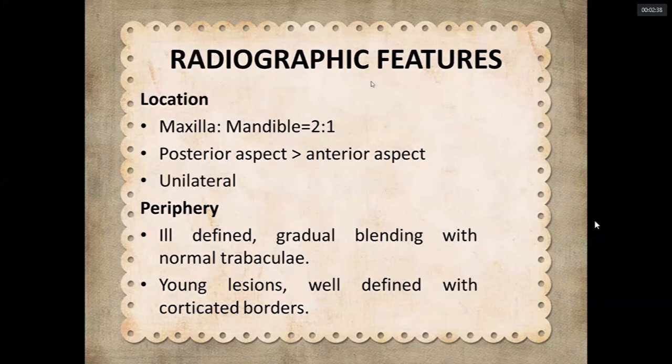We were there in radiographic features. So radiographic features of fibrous dysplasia. According to location, in the jaws, the maxilla is more commonly involved than the mandible with a ratio of 2:1. And in the maxilla, the posterior aspect is more commonly affected than the anterior aspect. Okay, and the lesion is mostly unilateral.